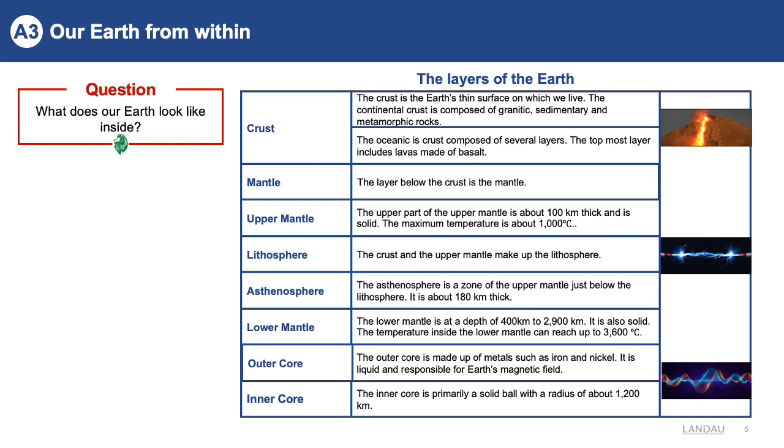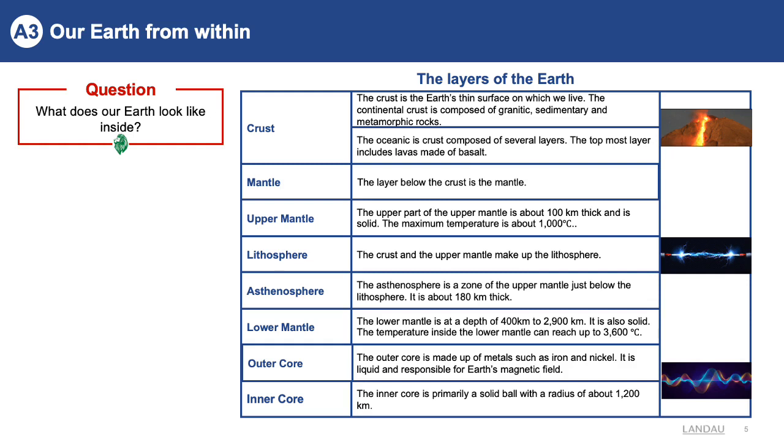The lower mantle is at a depth of 400 kilometers to 2,900 kilometers. It represents approximately 56% of the Earth's total volume. The temperature inside the lower mantle can reach up to 3,600 degrees Celsius. The outer core is made up of metals such as iron and nickel. It is liquid and responsible for Earth's magnetic field. As the Earth spins on its axis, the iron inside the liquid outer core moves around.